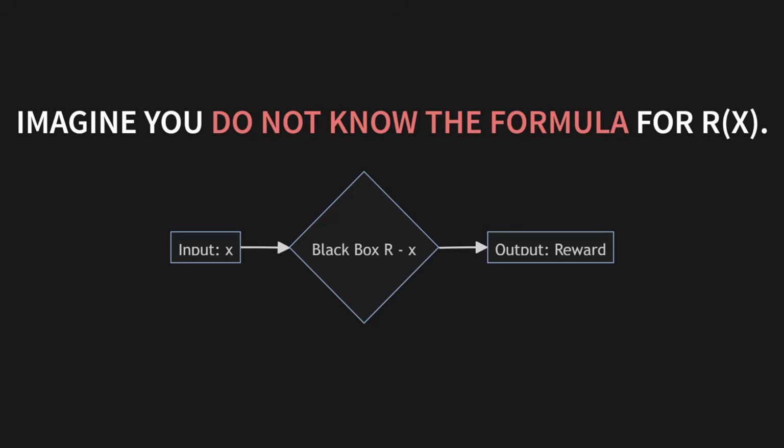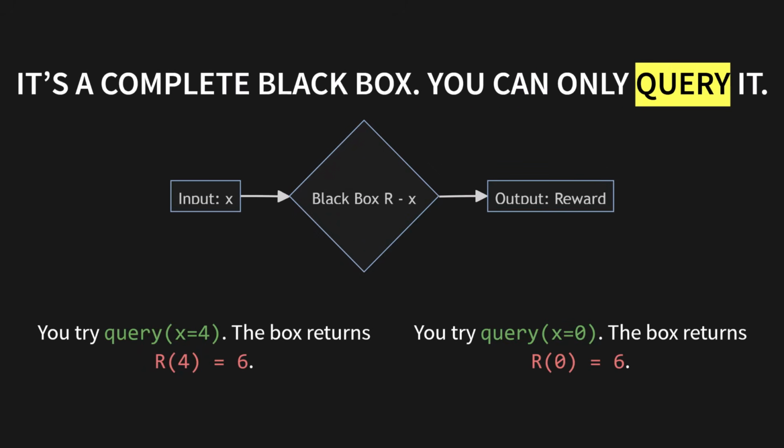Easy. Now for the critical change. Imagine you do not know the formula for r(x). It's a complete black box. All you can do is query it. You can pick an x, feed it into the box, and the box will spit out the reward. But you have no idea how that number was calculated. You try a query. You give it x = 4. The box returns r(4) = 6.